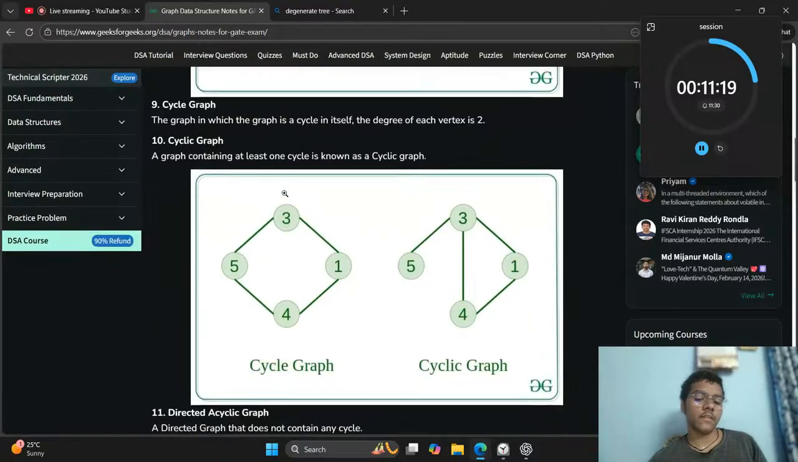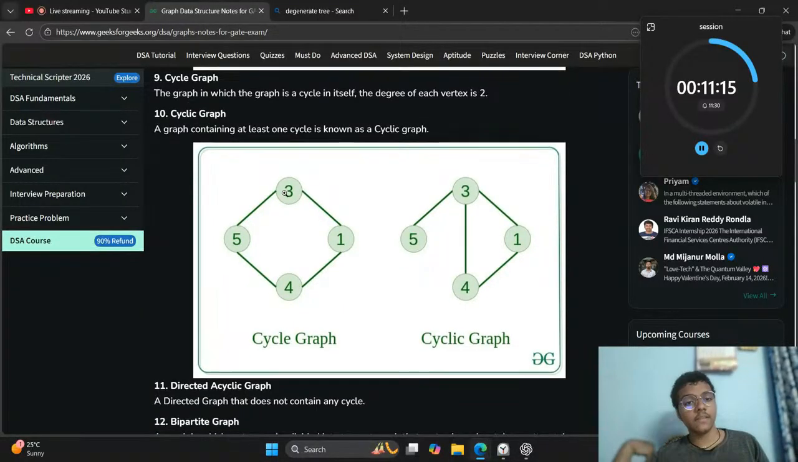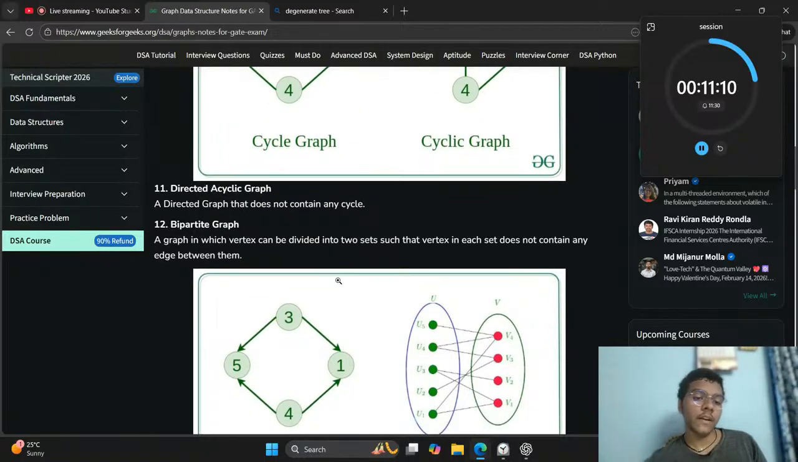A graph containing at least one cycle is known as a cyclic graph. There is a difference between a cycle graph and a cyclic graph. Directed acyclic graph (DAG). A directed graph that does not contain any cycle.